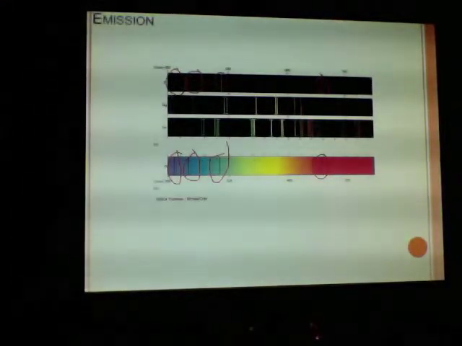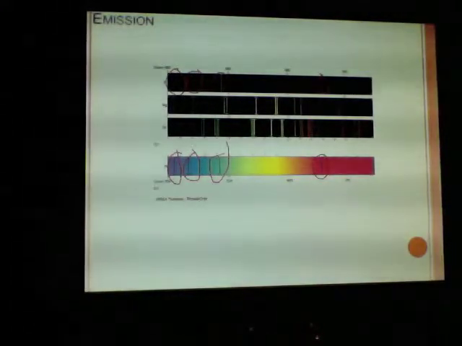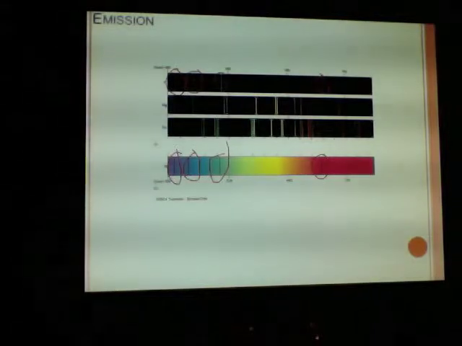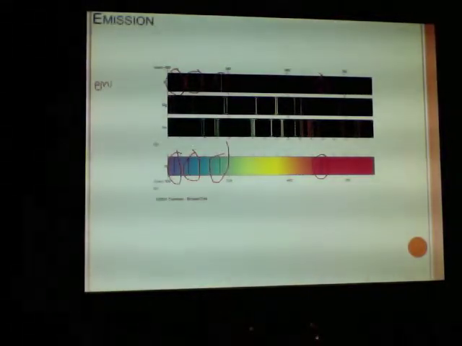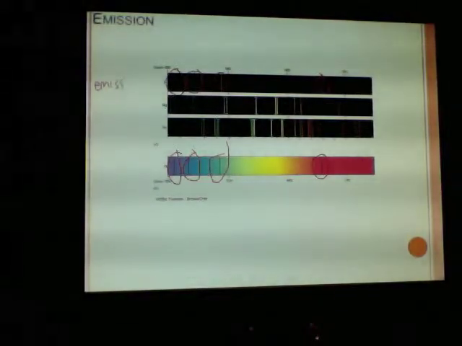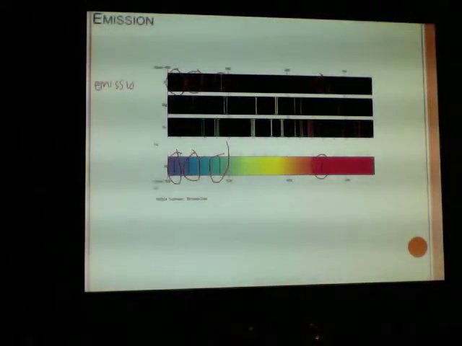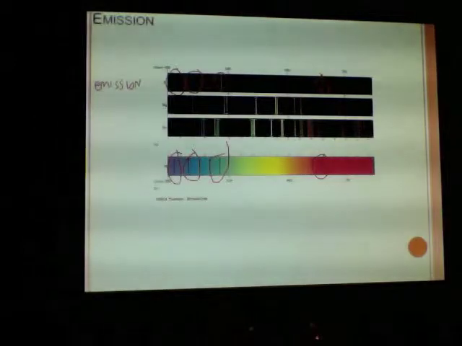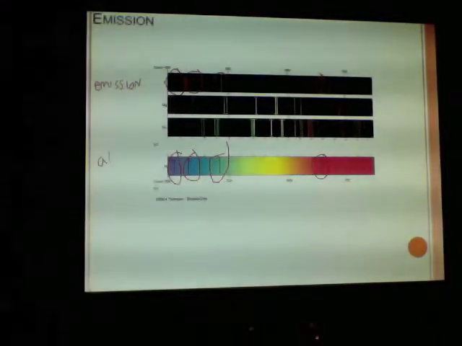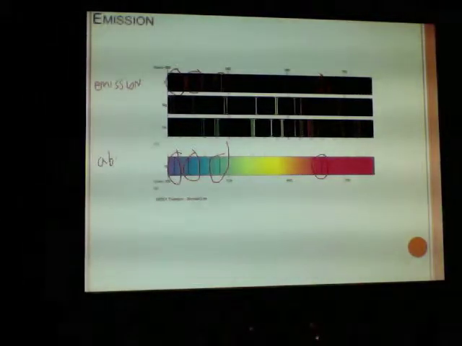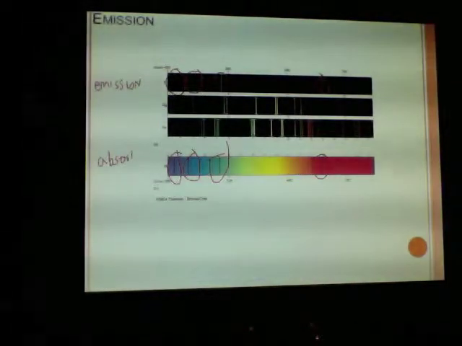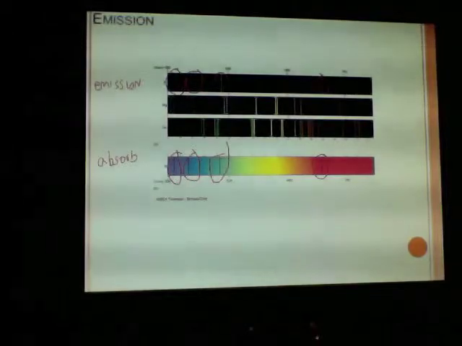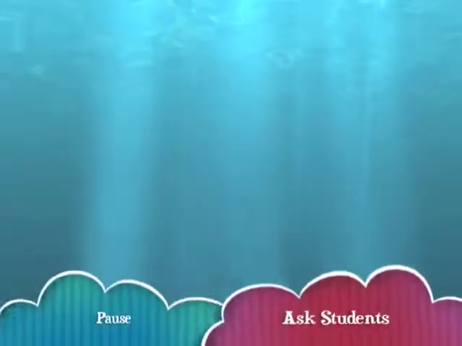So I want you guys to just talk about this for a couple of minutes. Why do you think that in the emission spectrum, this is emission, right, we have a certain number of wavelengths that are released, but in the absorption spectrum, we have sort of the opposite, right? Whatever we emit, we miss in the absorption spectrum. So I want you to just talk about that and then come back to the class.